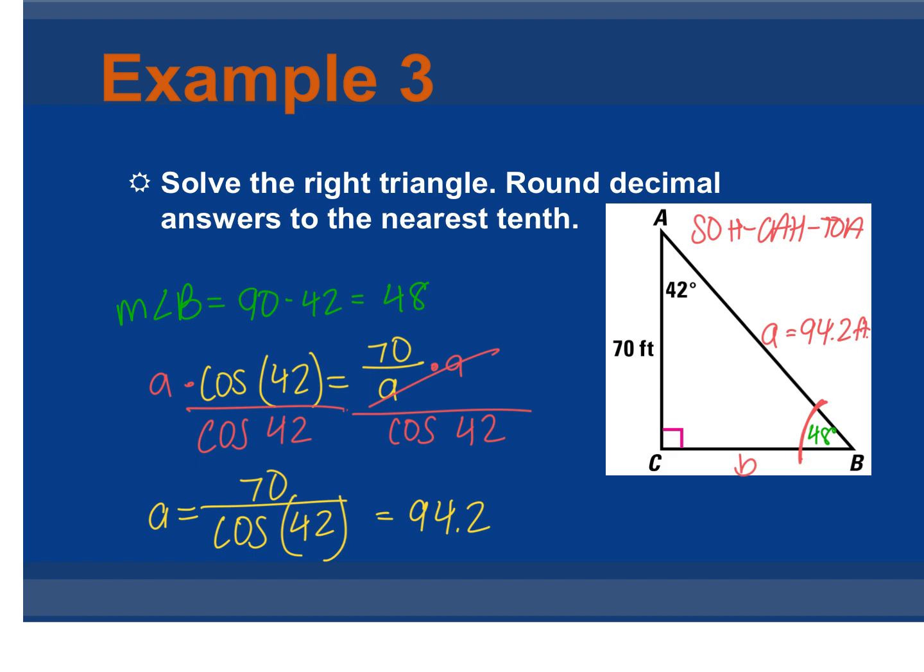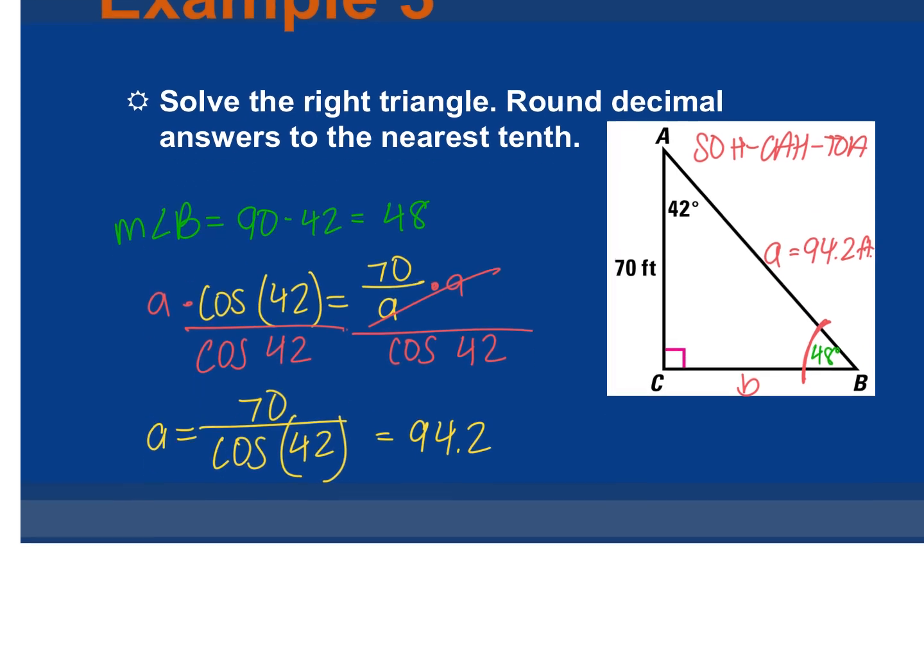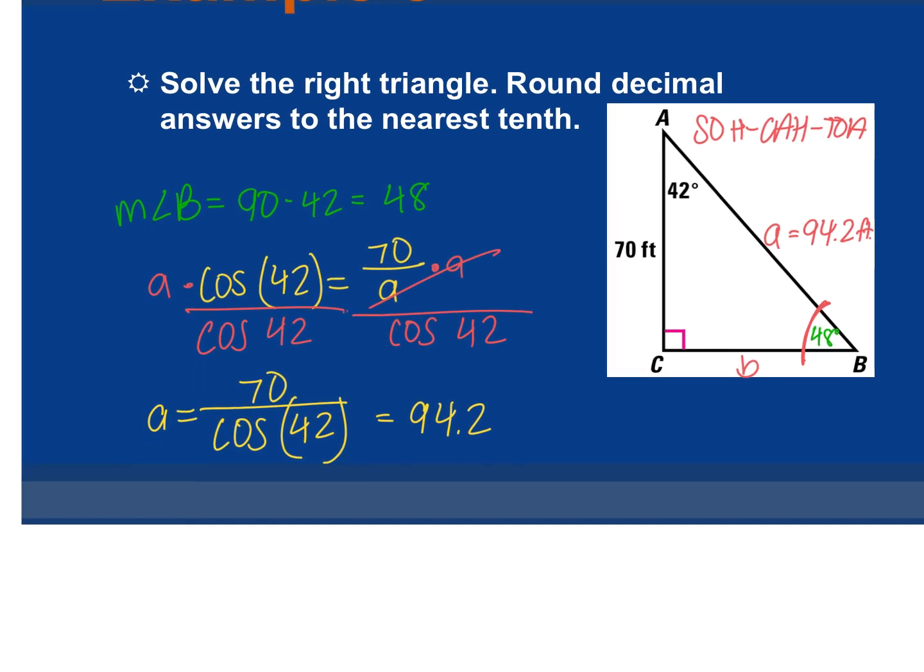All right, now we have to solve for B. Again, personally, I'm going to use what they gave me, so I am going to be using 42 and 70. What would B be considered, according to 42, my angle? The opposite. Good. So now I have opposite and my adjacent side. I'm going to be using tangent. So I have tan 42 equals opposite over adjacent.